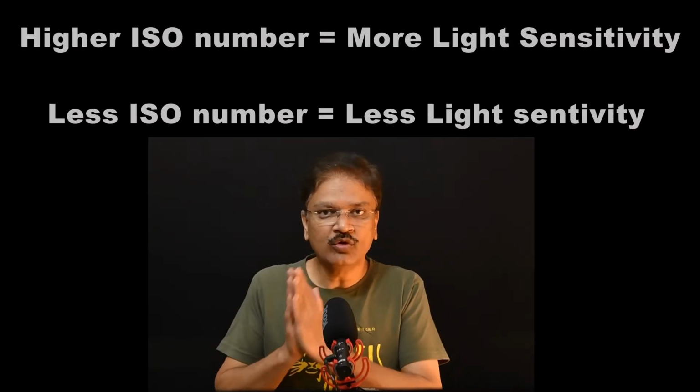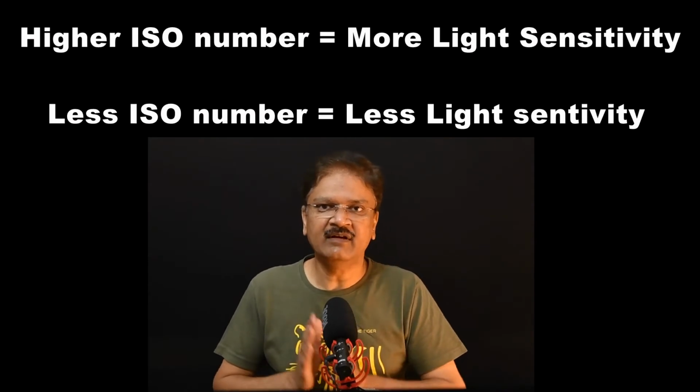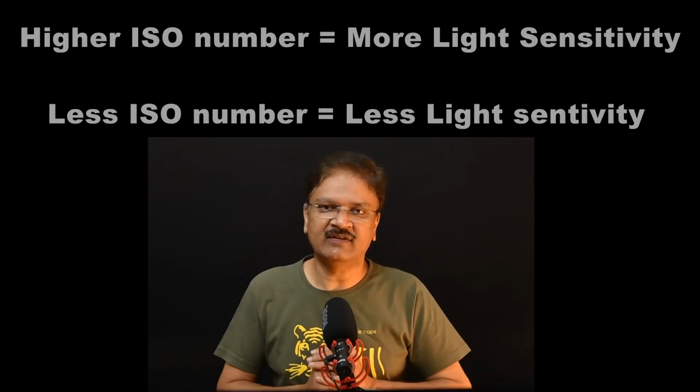ISO is a number given to the light sensitivity of a photographic film or a sensor based on its sensitivity to light. This number is given by the International Standards Organization. Generally, the base ISO is 100 in most sensors, and it can go up to 100,000. The higher the number, the more the light sensitivity; the lower the ISO, the less the sensitivity.